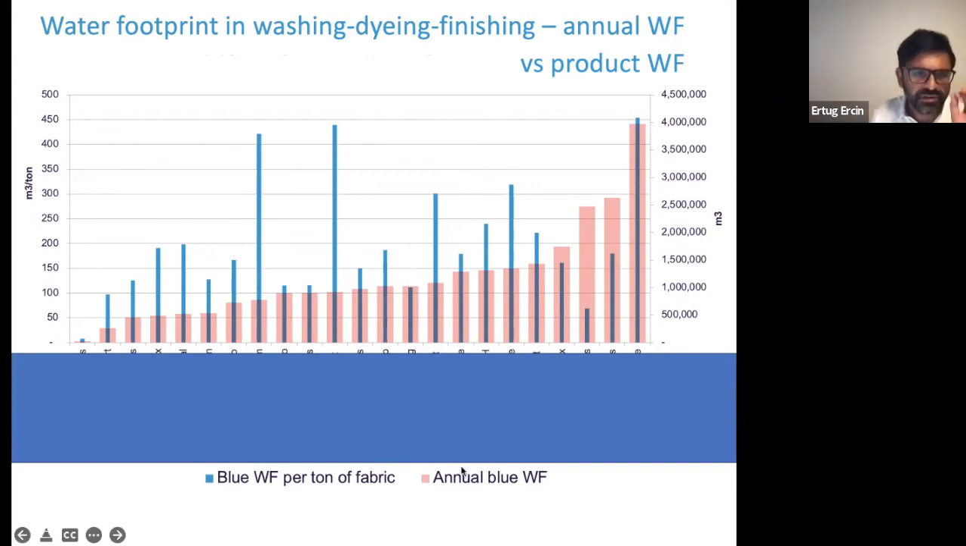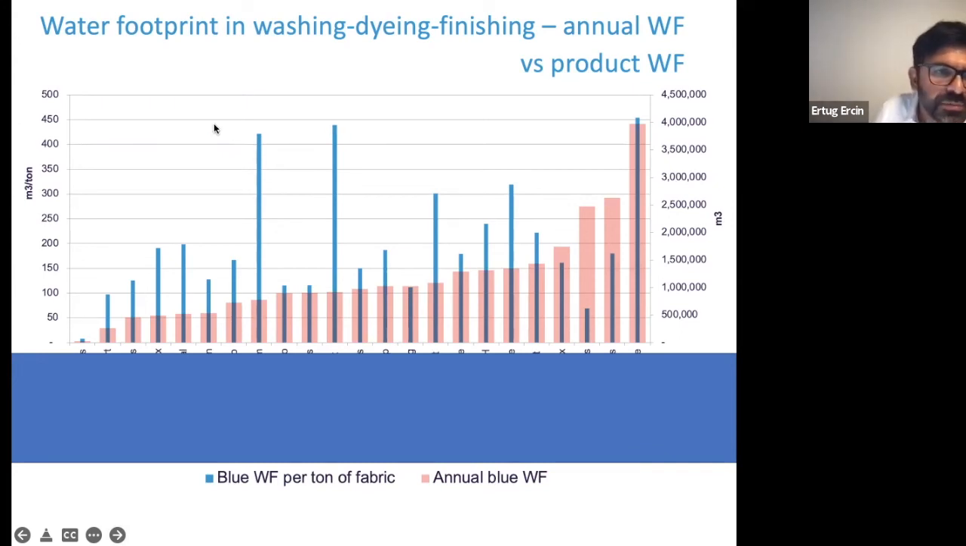And so what this graph shows is two things. There are pink bars and there are blue bars. Each bar indicates a company, and they produce the same fabric of textile products. They're wet processing, which means they're not cotton producers, but they buy the yarn, produce the fabric, wash it, dye it, and everything. And then they produce a colored fabric or finished t-shirt, whatever. So when you look at these blue bars, it shows for a ton of fabric how much water they use.